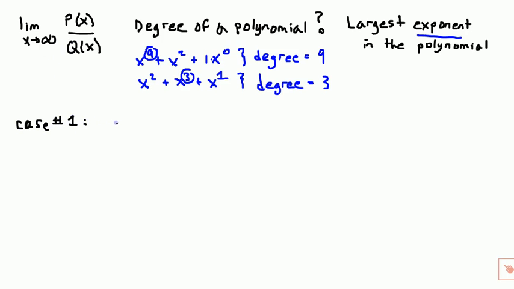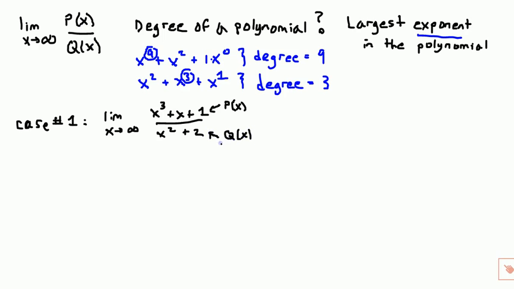Say we have something like this. We have the limit as x approaches infinity of x cubed plus x plus 1 divided by x squared plus 2. So in this example, you could think of this as p of x, the polynomial on top, and this on the bottom would be q of x.